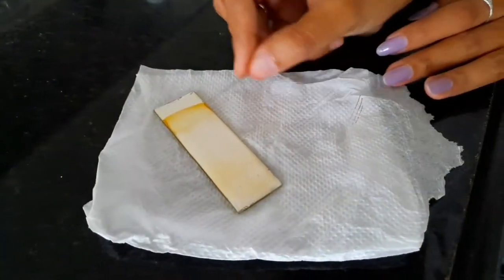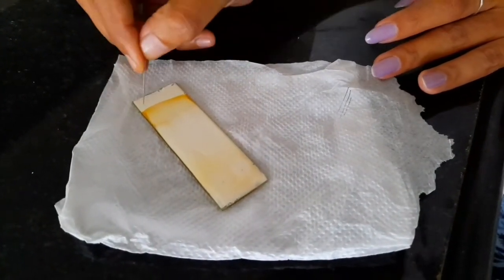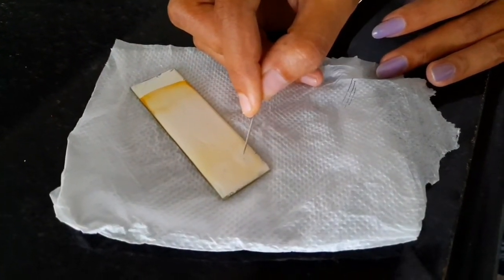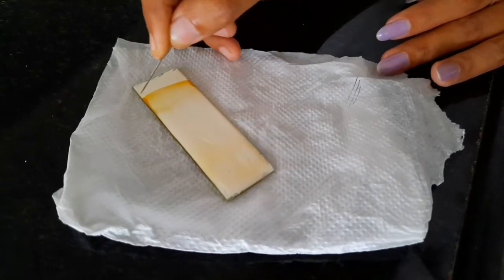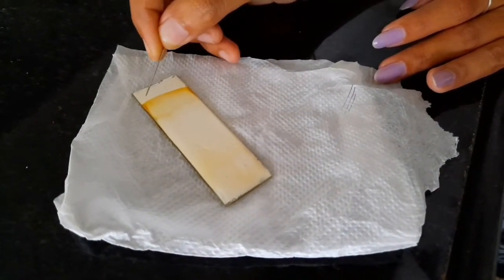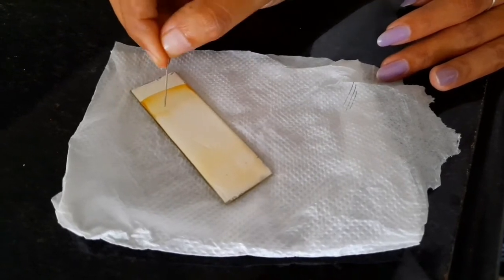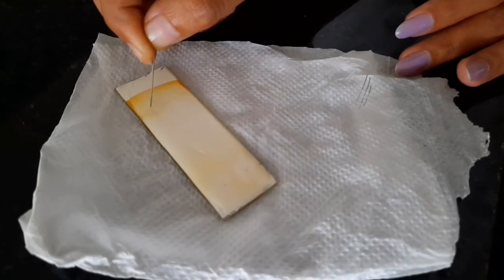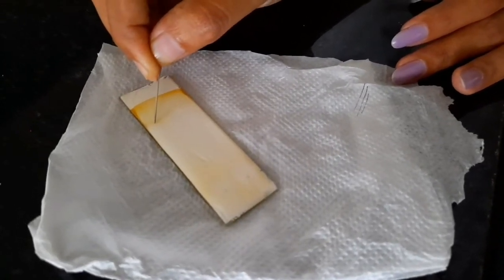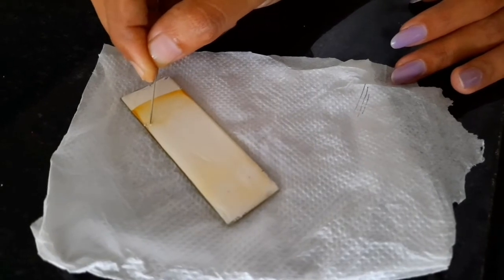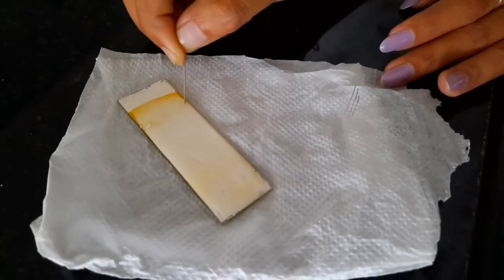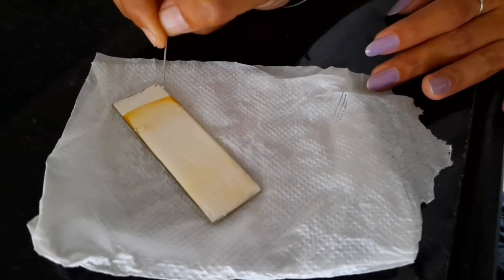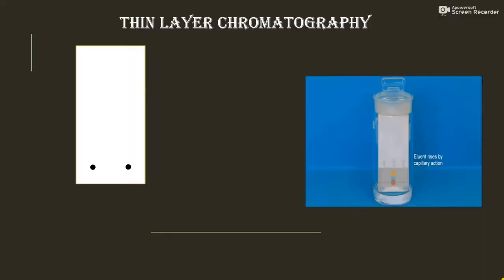Okay, so now the plate has been removed from the iodine chamber, and this is the solvent front. Here the sample was spotted and the solvent has run up till this. Here the spots are visible, okay. So we will mark this to calculate the retention factor. Now we will see the calculation of the retention factor.